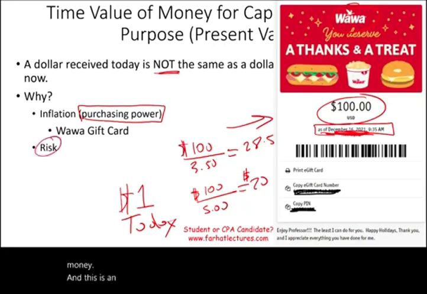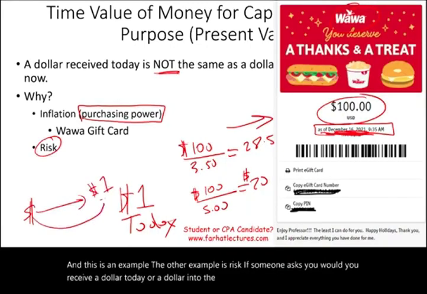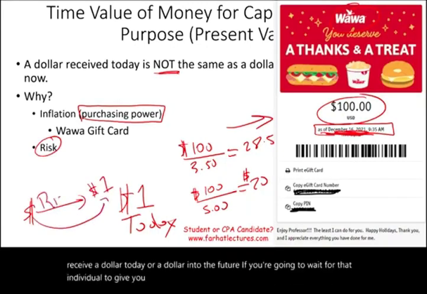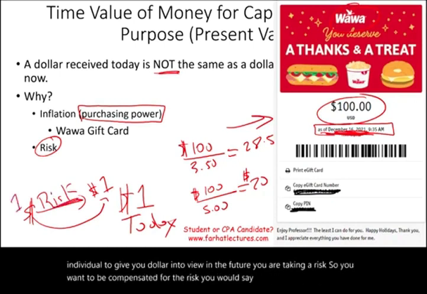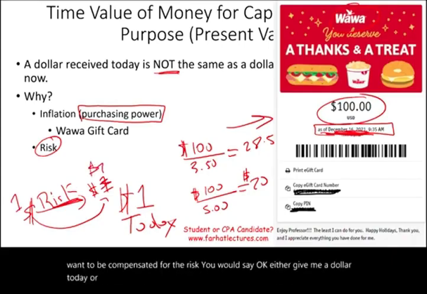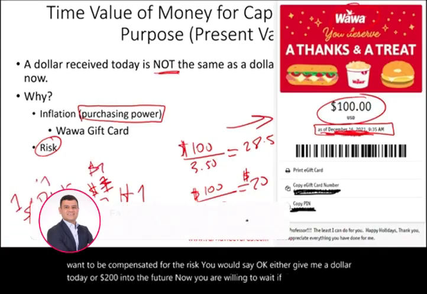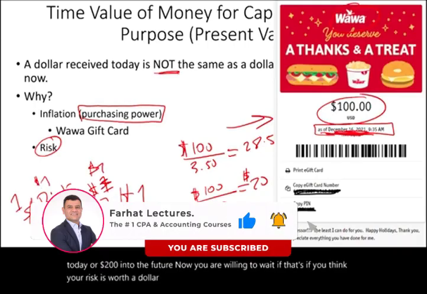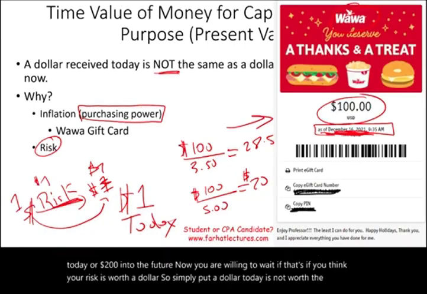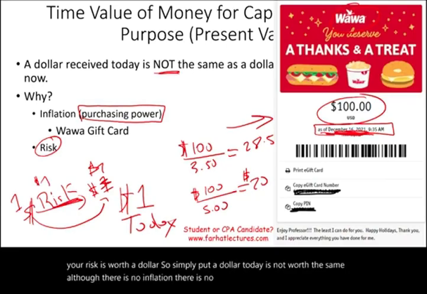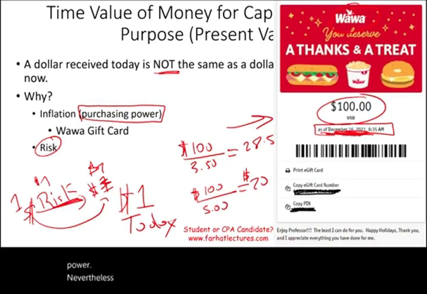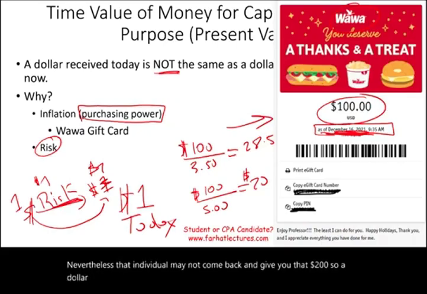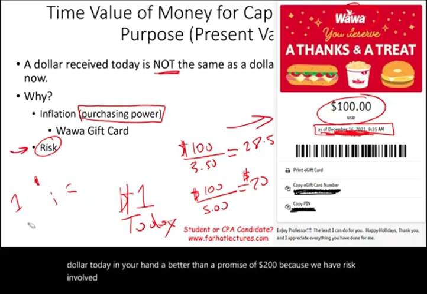The other example is risk. If someone asks you, would you receive $1 today or $1 in the future? Well, if you're going to wait for that individual to give you $1 in the future, you are taking a risk. So you want to be compensated for that risk. You would say, okay, either give me $1 today or $2 in the future. Now you are willing to wait if you think your risk is worth $1. So simply put, $1 today is not worth the same. Although there is no inflation, there is no eroding of your purchasing power, nevertheless, that individual may not come back and give you that $2. So $1 today in your hand is better than a promise of $2 because we have risk involved. So keep that in mind as well. We have risk, that's why they are not the same.